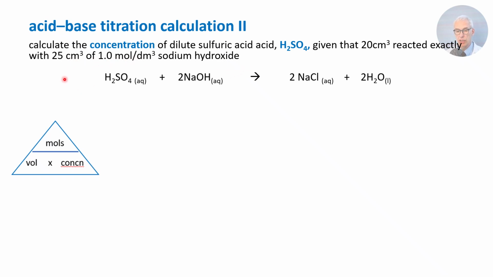But please note the reaction equation is different. H2SO4 and 2 sodium hydroxides. The reacting mole ratio is 1 mole of acid to 2 of sodium hydroxide. You need to take that into account in the calculation of the concentration of sulfuric acid. Stop the class, carry out the calculation, come back to check against my model.